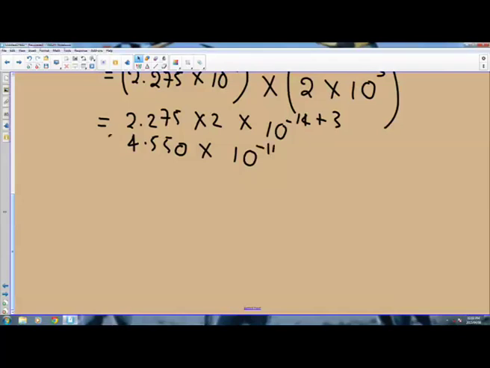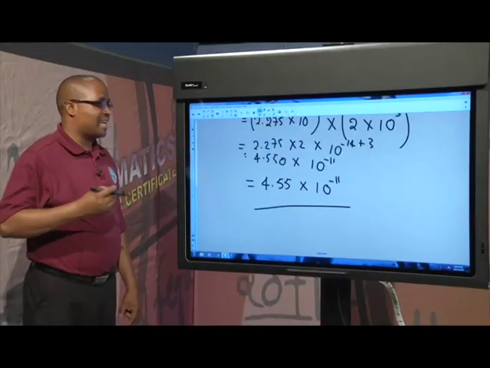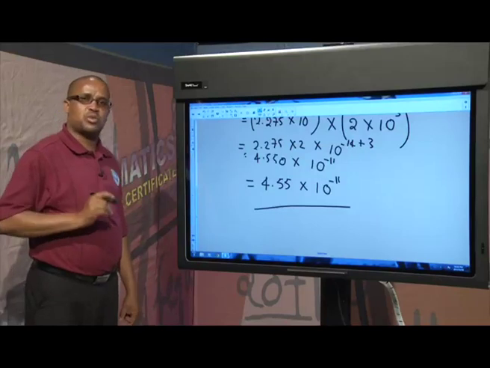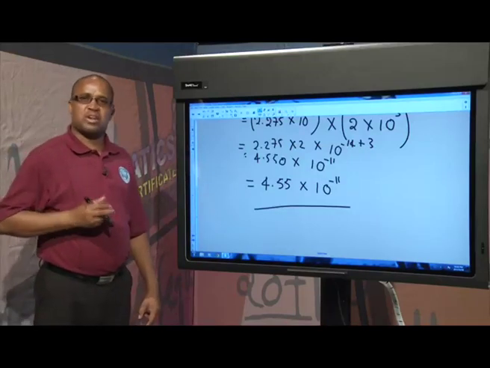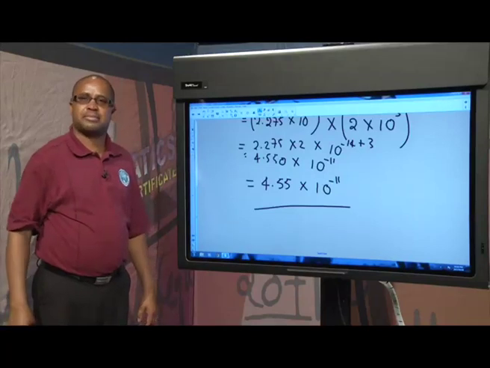And then our answer is 4.55 times 10 to the power negative 11. This is what we were expected to calculate. Now, all that you need to understand is when you multiply numbers in standard form, you group the numbers together and then add the powers of 10. That's what you should know. Let us go for a short break. When we come back, we'll continue with the lesson here.